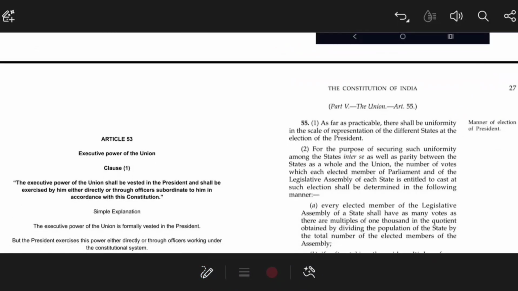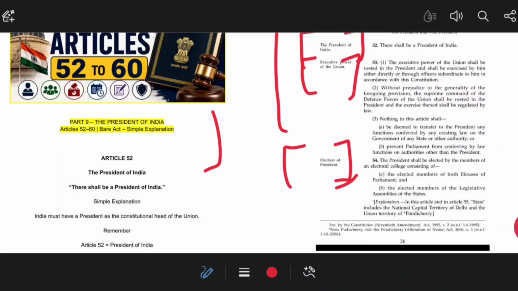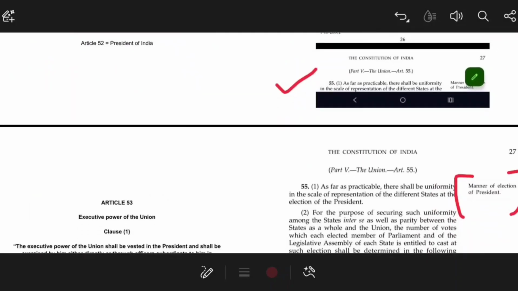If you want to read it out, you can read it from here, but I am now going to discuss in a very simple way. So this is about the president of India, and we will discuss from article 52 to 60. Article 52 is about the president of India, that there shall be a president for India. That means it imposes an obligation that there must be a president for the Union of India, who will be the constitutional head of the Union. So article 52 provides the institution, the constitutional head, as a president. You need to remember that article 52 provides the post of the president.